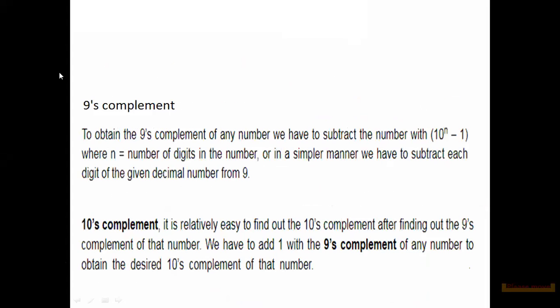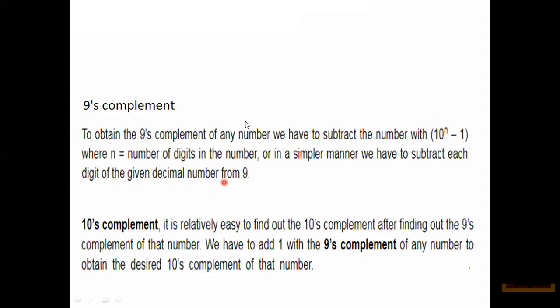Next, 9's complement. How to calculate the 9's complement? 9's complement is used in the decimal number system. In the decimal number system, for the 9's complement of any number, we have to subtract the number from 10 power n minus 1. Here, n is the number of digits in the number. Or in a simple manner, we have to subtract each digit of the given decimal number from 9.